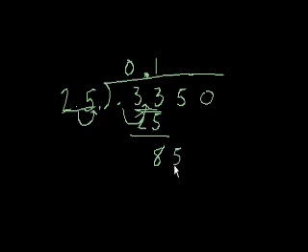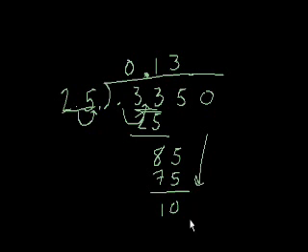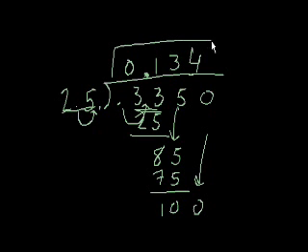Bring down the 5. 25 goes into 85. Well, we know 25 times 3 is 75. So it'll go into it 3 times. 3 times 25, we know that's 75. 85 minus 75 is 10. Bring down this 0. Up here we had brought down the 5 before. And 25 goes into 100 4 times. So our answer is 2.5 goes into 0.3350 0.134 times.